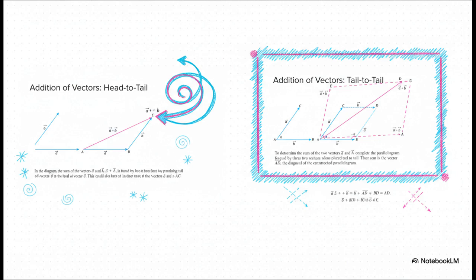Then on the right, we have the parallelogram method. For this one, both vectors start from the same point. Then you kind of complete the parallelogram shape. The sum, the final answer, is the diagonal that cuts across it. And here's the most important part. Both methods get you the exact same result. They're just two different ways of looking at the same thing.